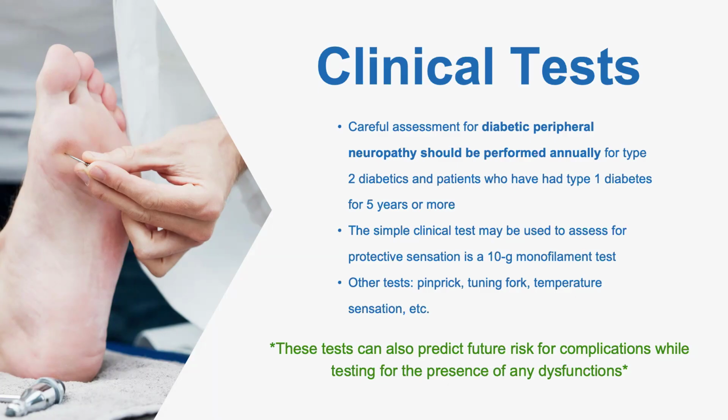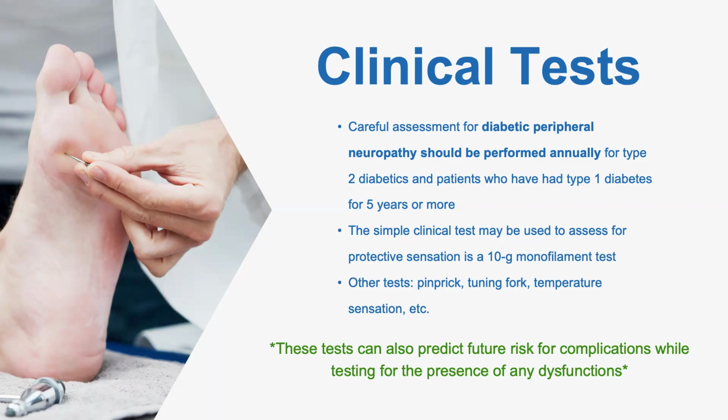It's called the 10-gram monofilament test because you're supposed to apply about 10 grams of force, which is essentially the amount required for the monofilament to bend. The areas that we test are essentially the plantar aspect of the first, third, and fifth metatarsal heads, the heel, the lateral and medial arch, the plantar aspect of the first, third, and fifth toe, and the dorsal web spaces of the first and second toe.